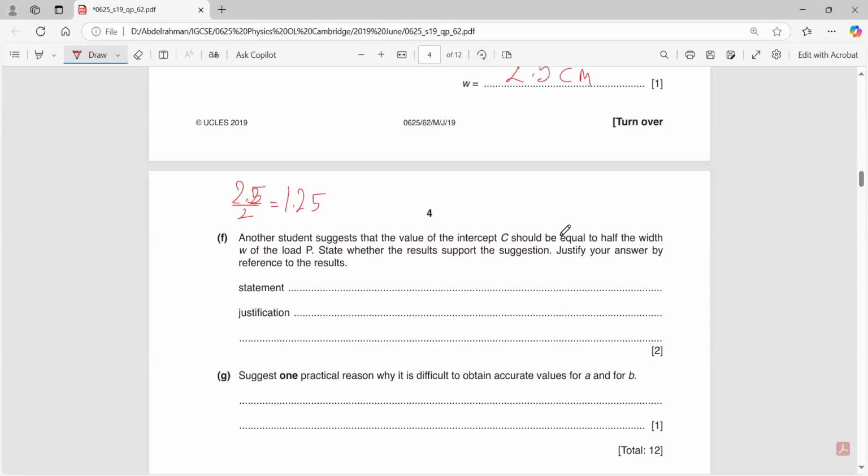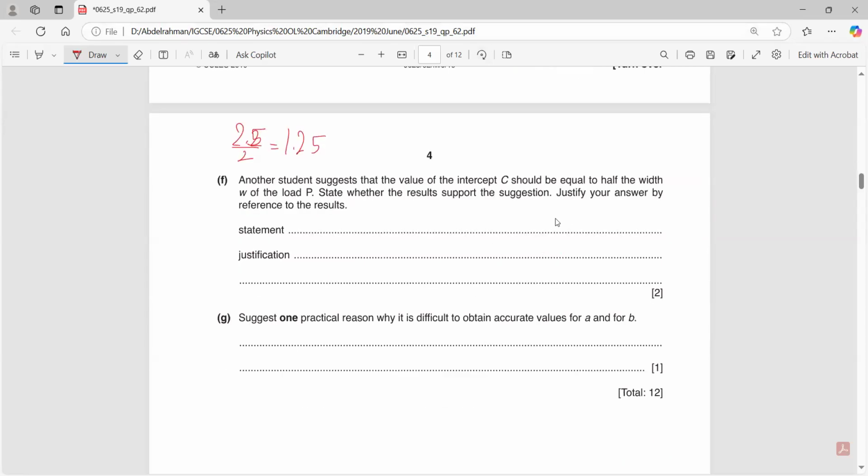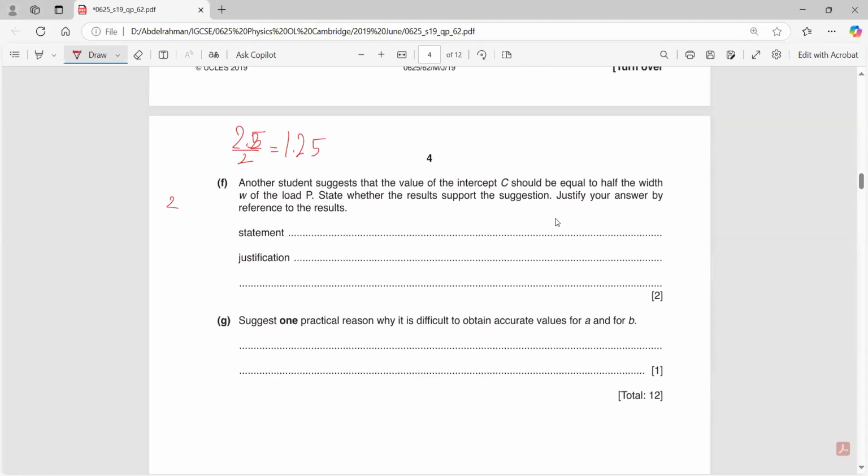So they are not equal and they will not be within the limits of experimental accuracy. For example, if I divide 2 by 1.25, definitely the difference would be much greater than 10 or 15%. So the statement now we need to say is that no, they are not equal.